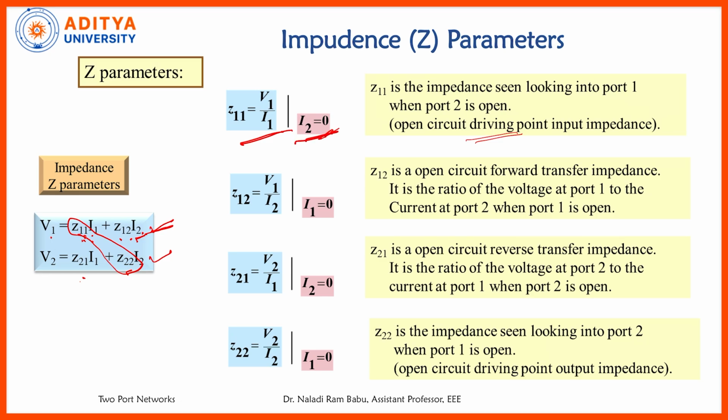In a similar manner, with I2 equal to 0, we get Z21 equal to V2 by I1. To find Z12 and Z22, I1 should be equal to 0. Substituting I1 equal to 0 in equation 1 gives Z12 equal to V1 by I2, which means the input side is open circuited and no current is flowing through the input side. Similarly V2 is equal to Z22 into I2, therefore Z22 is equal to V2 by I2. Like this, we calculate the parameters Z11, Z12, Z21 and Z22.